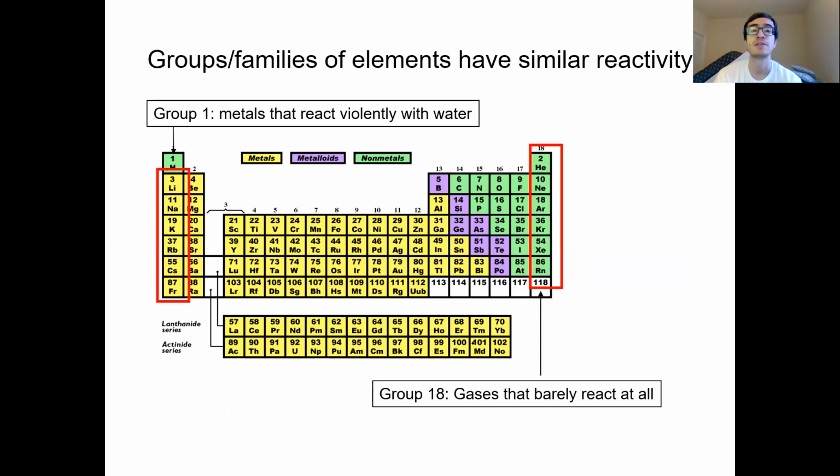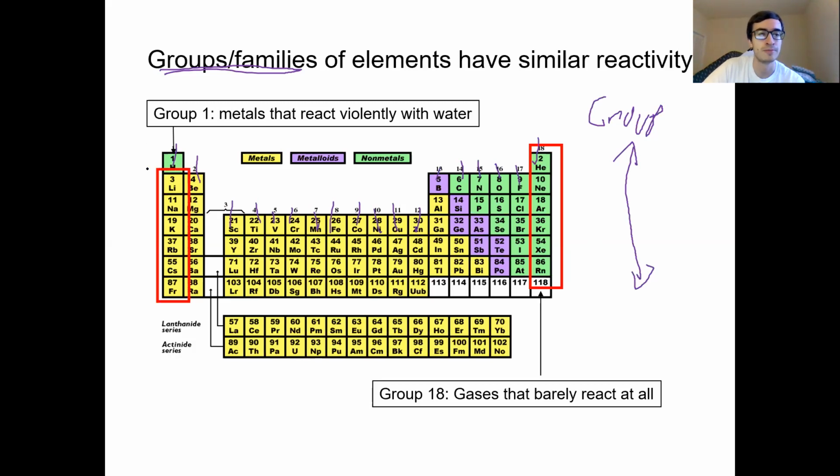So groups and families of elements have similar reactivity. Groups and families are the columns on the periodic table. So a group or a family is what goes up and down. We have 1, 2, 3, 4, 5, 6, 7, 8, 9, 10, 11, 12, 13, 14, 15, 16, 17, 18 groups in the periodic table.